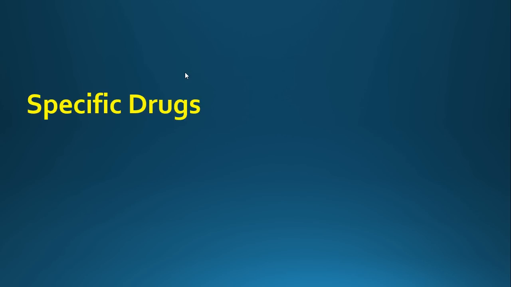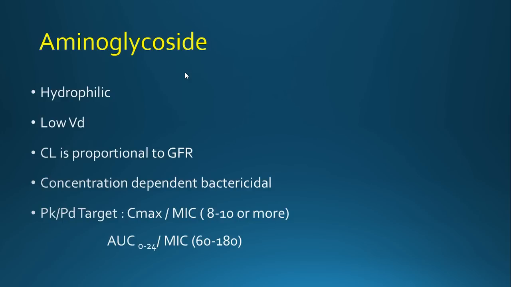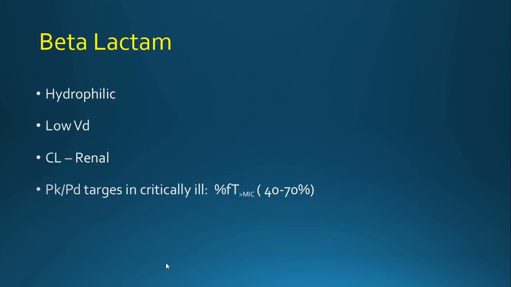And lastly, specific drugs. I'll go quickly, just giving you a basic idea of the specific drugs which you commonly use. It may be helpful in theory and the exam. Aminoglycoside: hydrophilic, low volume of distribution. Typically we understood the C maximum is most important. Even a number is given in the bracket. Once we measure, then only we actually find the number. Beta lactam: hydrophilic. Typically your time above the MIC.